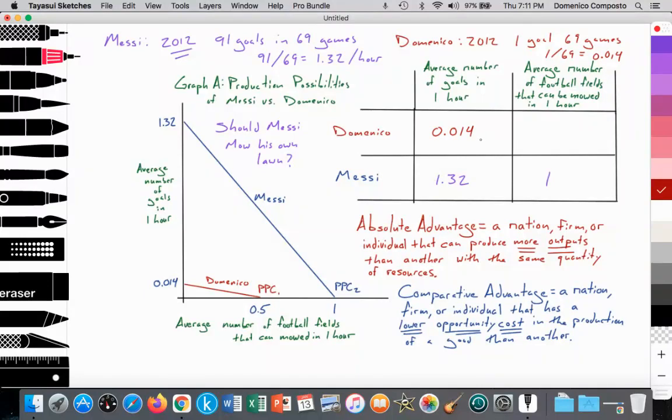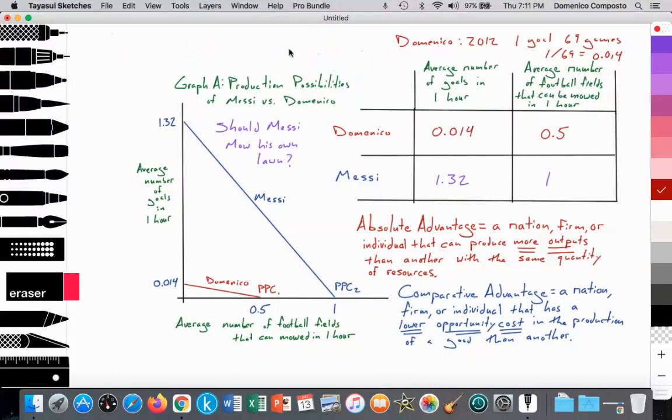And let's say that it takes me about 2 hours to cut a football field in terms of cutting the grass. So 2 hours. Well, how much of a football field can I cut in 1 hour? Half of that, 0.5. So this is kind of how I start my little discussion about absolute and comparative advantage. We're looking at Lionel Messi and trying to answer this question: should Messi cut the football field in his backyard? Should he allocate a portion of his time to do that?